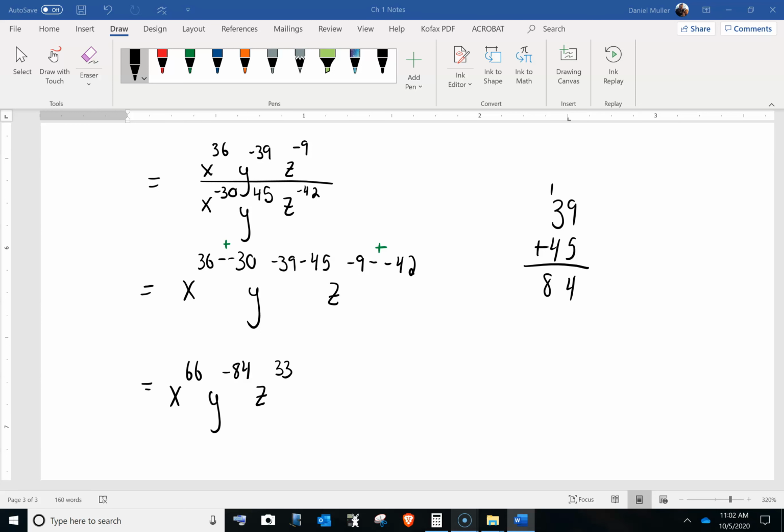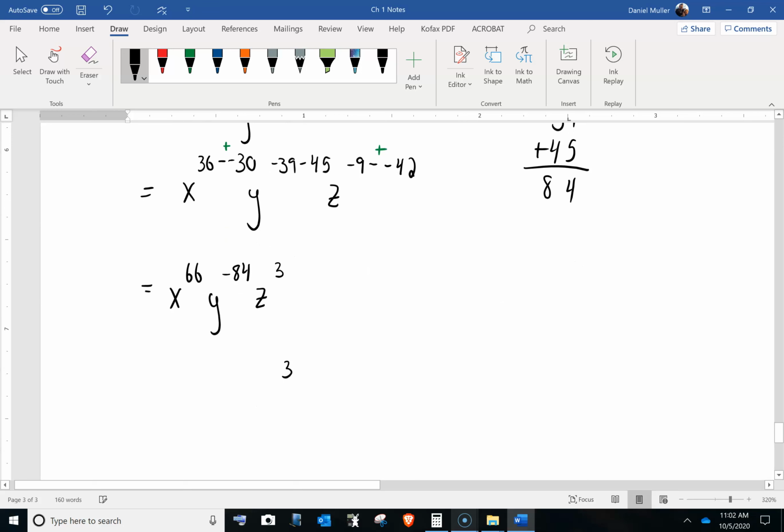And then we can move any negative exponents that we might have. I'll fix this 33 here. It's only the y there, so I'll put x to the 66, z to the 33, and y to the 84 will be now on the bottom, and it'll be a positive 84.